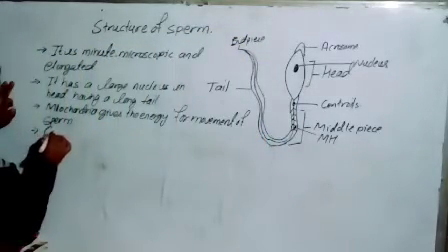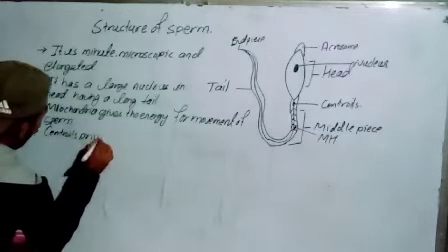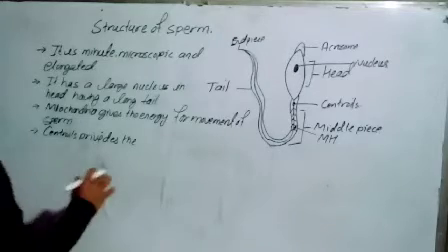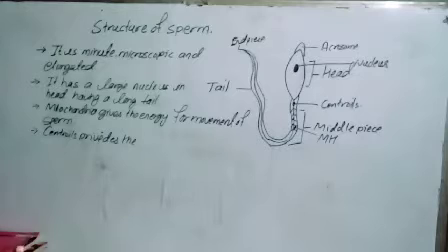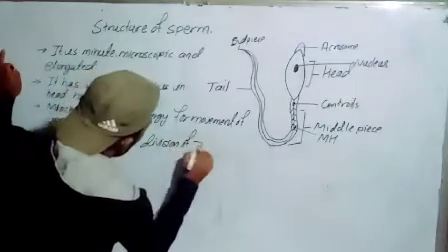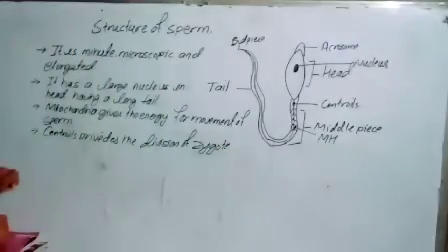And the centrioles provide the energy for the division of the zygote, or you can say cleavage. Cleavage is the division of the zygote. So centrioles help in the division of the zygote.